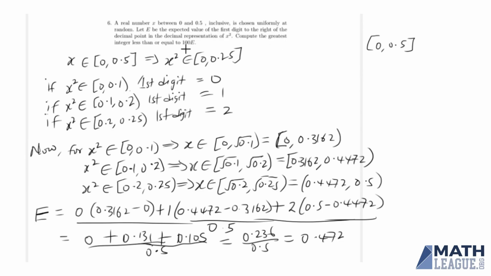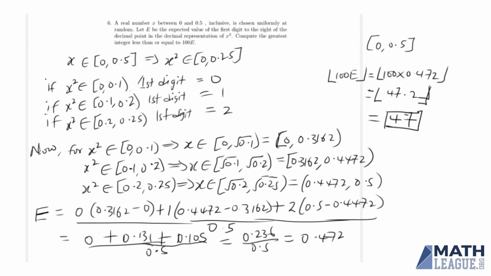Now, the question says we should compute the greatest integer less than or equal to 100E. So we need the floor of 100E, and we have just computed E to be 0.472. So this is equal to the floor of 100 times 0.472, which is the floor of 47.2. We are just interested in the integer part of this, which is 47. So this becomes the answer to this problem: the greatest integer less than or equal to 100E is 47.